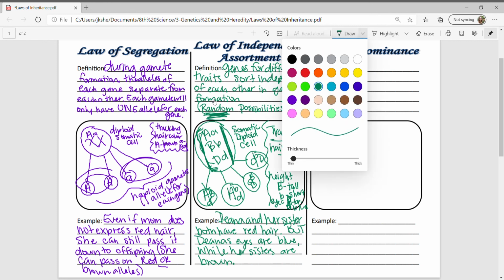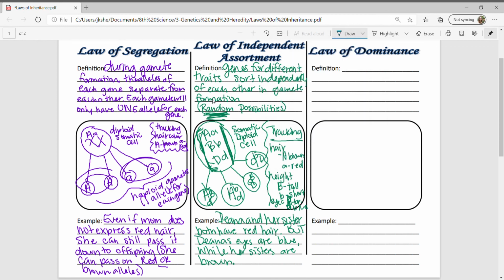Okay, let's look at our third and final law here. This is the law of dominance, and this is usually the easiest one to catch on to. So with the law of dominance, we know that some alleles are dominant, while other alleles are recessive.